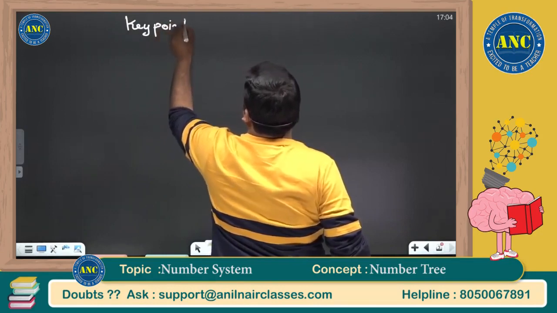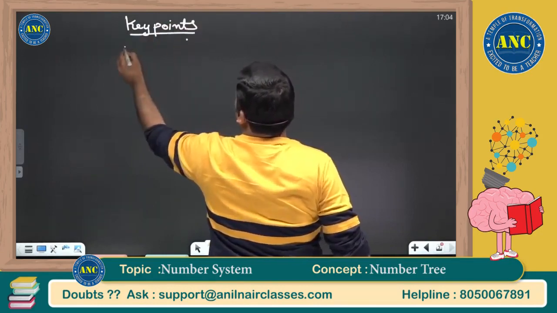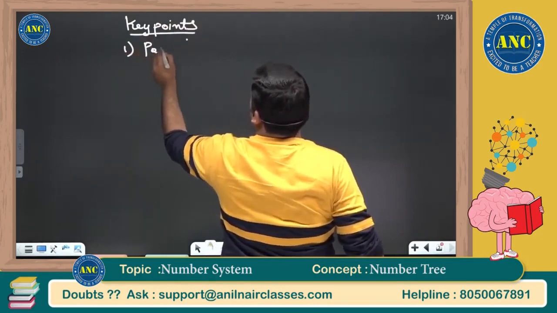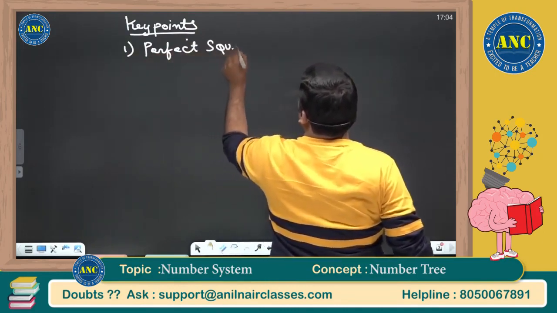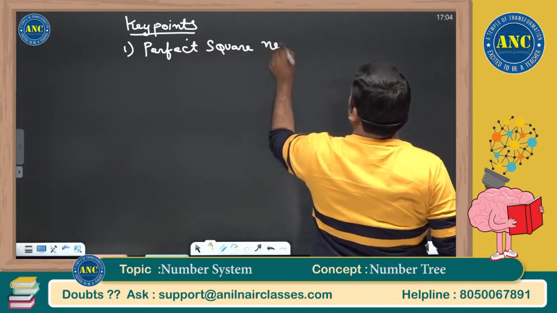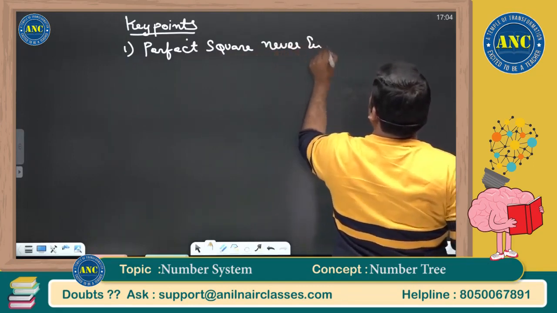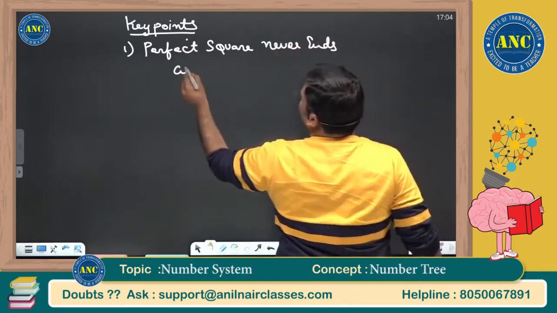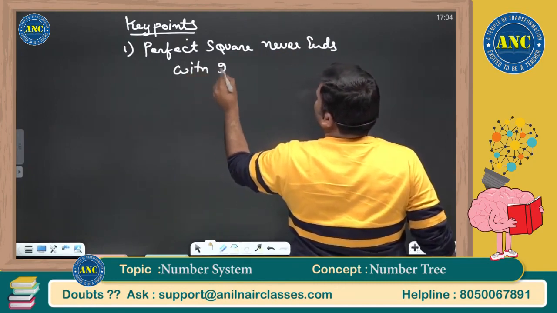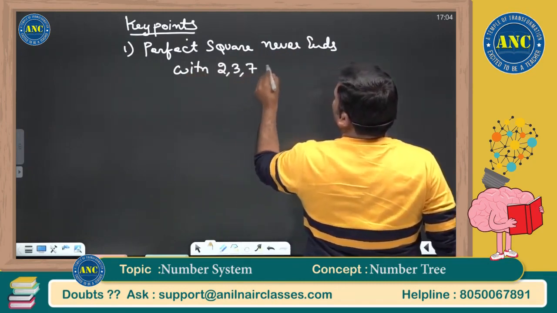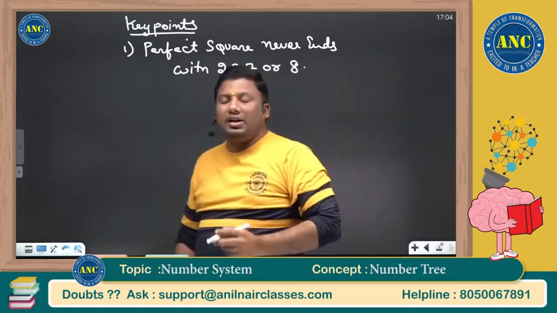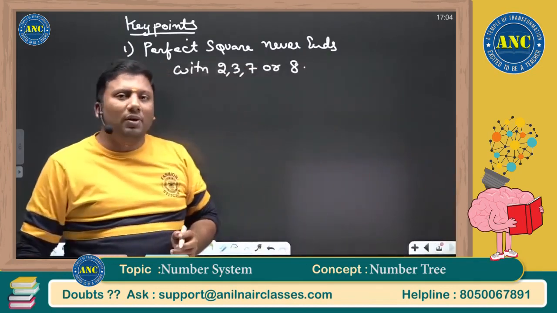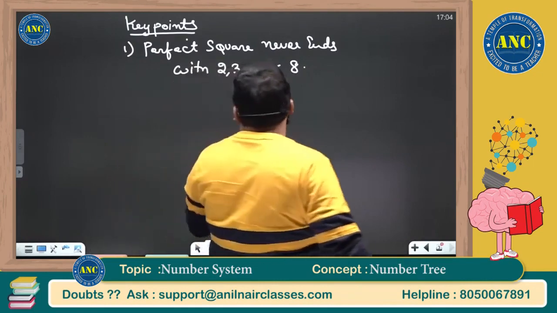Important key points before we start the problem. The first key point: a perfect square never ends with 2, 3, 7 or 8. Already we have given the proof for all the problems. Some of the very good problems we discussed in the class.